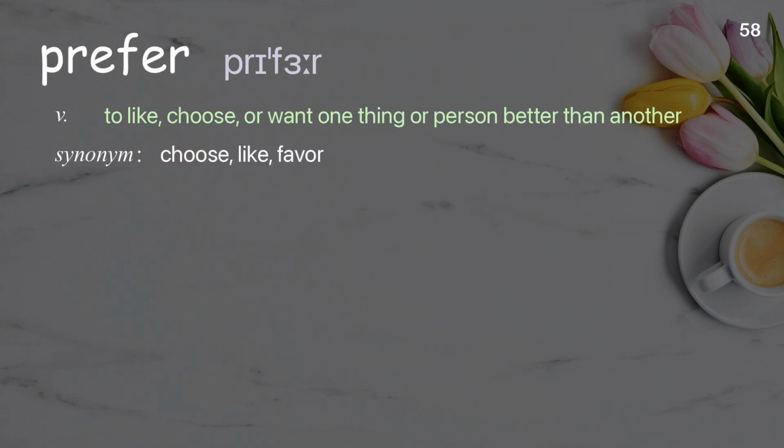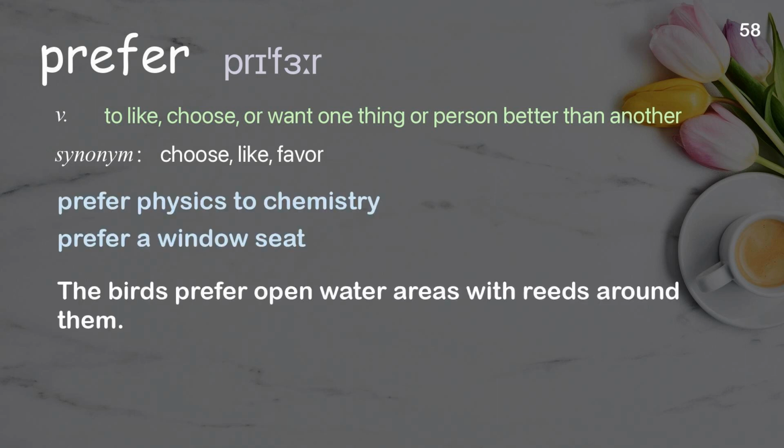Prefer. To like, choose, or want one thing or person better than another. Examples: Prefer physics to chemistry. Prefer a window seat. The birds prefer open water areas with reeds around them.